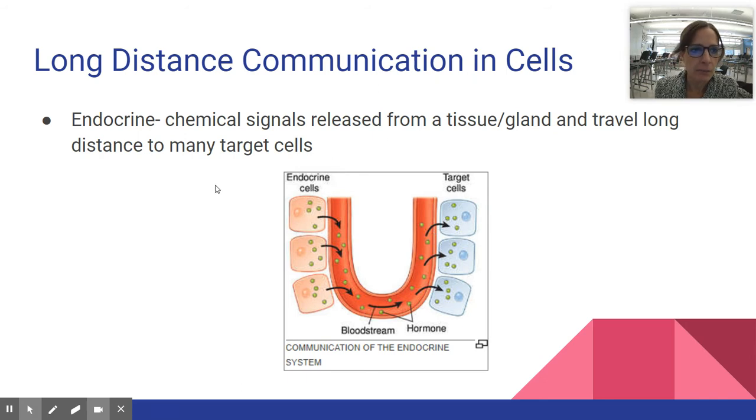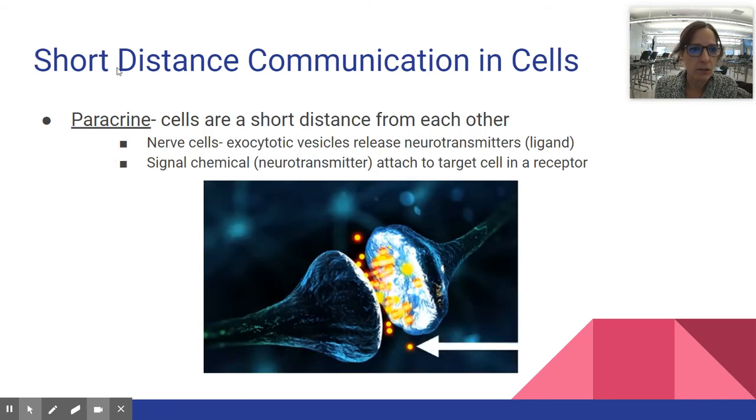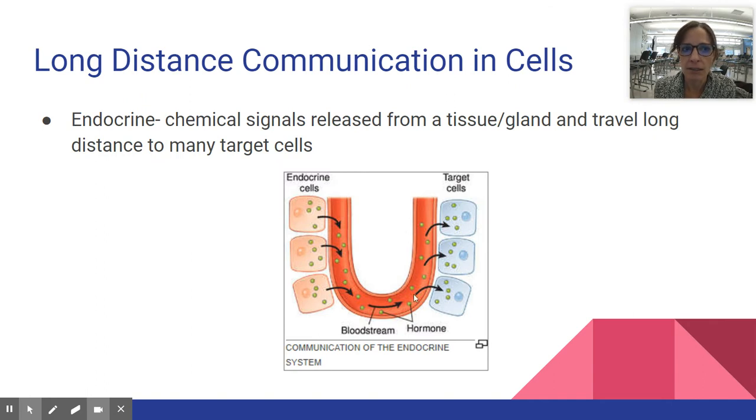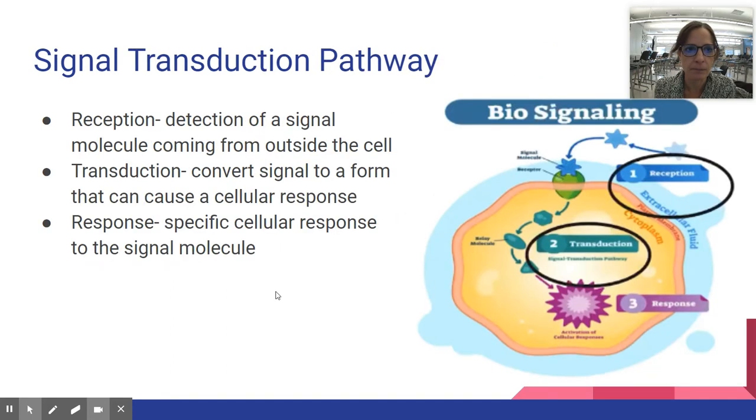And one thing I forgot to mention was that in short distance, the cells are the same type of cell, so neuron to neuron, versus in long distance, cells are usually endocrine cells, so pancreatic cells, and then all your other cells, so different types of cells.